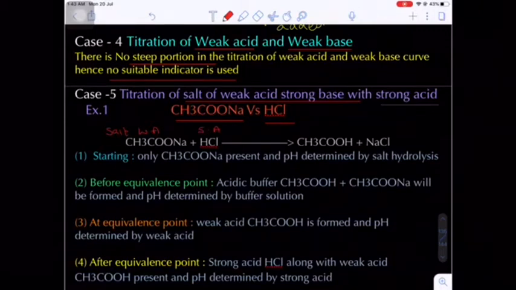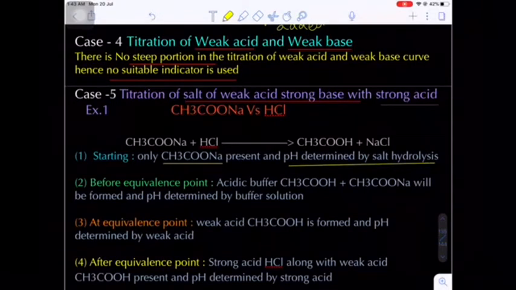Do you know this is a salt of a weak acid? Sodium acetate is a salt of a weak acid, and hydrochloric acid is a strong acid. Strong acid displaces the weak acid from its salt. So that's why acetic acid will be displaced from its salt solution. Yes or no? Now in this titration also, there are 4 stages. What is the first stage here? Starting stage. In the beginning, only sodium acetate is in the beaker.